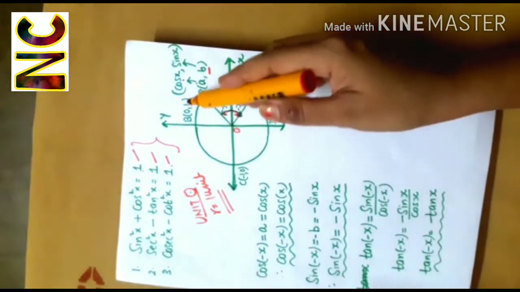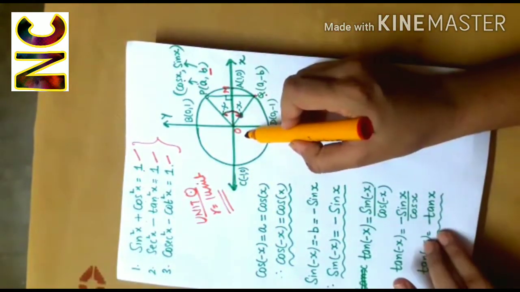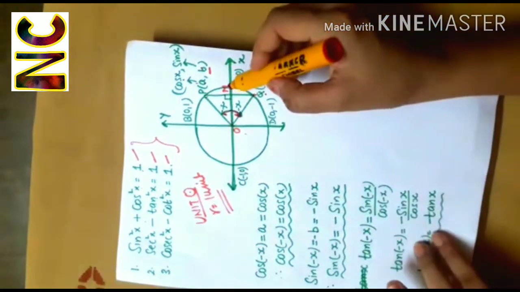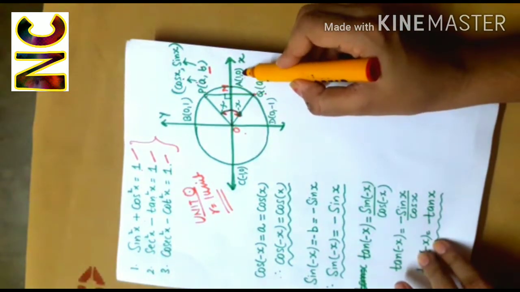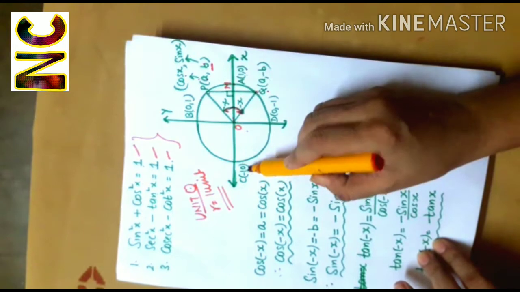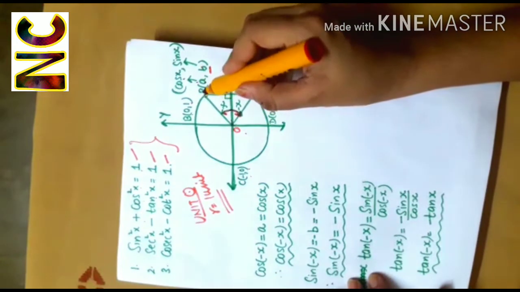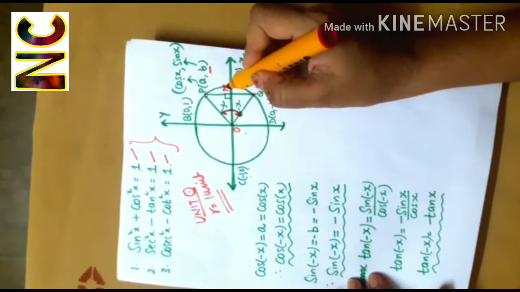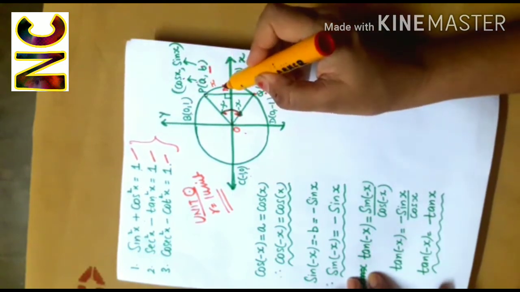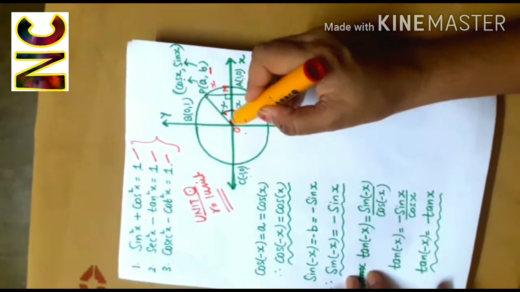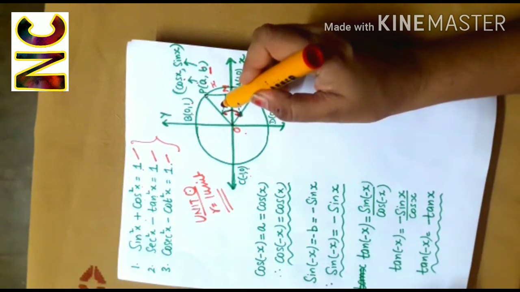Now, let us consider the unit circle again. It's a unit circle with center at O and radius 1 unit. A, B, C and D are the points on the circle, with coordinates (1, 0), (0, 1), (-1, 0), and (0, -1). P is a point on this unit circle such that the length of the arc AP is x. So the angle subtended by this arc AP at the center is angle AOP, and it will be equal to x radian.